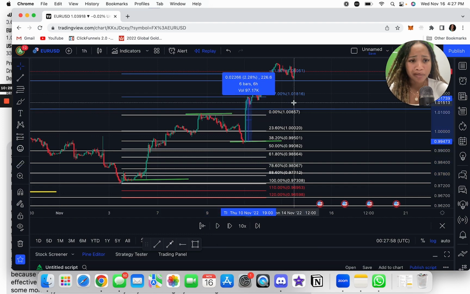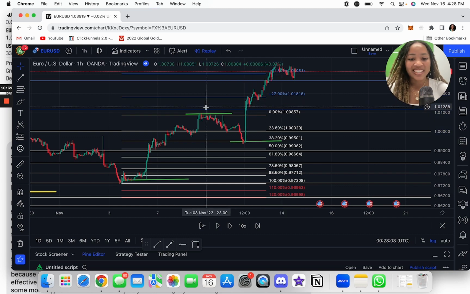That's 220 pips. Easy. 6 hours, 220 pips. That's a lot of pips, okay? But I'm just showing y'all structure right now, but I'm just showing y'all the magic of fibs. It's just so magical. But we're going into structure because structure is important, and you can't use fibs if you don't know your structure.